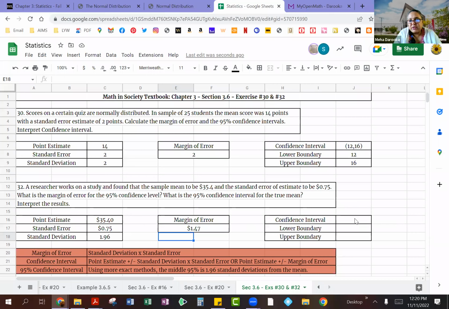And then when you calculate your confidence interval, for your lower boundary, you will do your point estimate, or your sample mean, and subtract the margin of error from it. And when you do your upper boundary, you take your point estimate and add the margin of error. And you will see this now comes out to be a confidence interval of $33.93 for the lower boundary. And then for the upper boundary, we had $36.87. And that's how you write out your confidence interval.